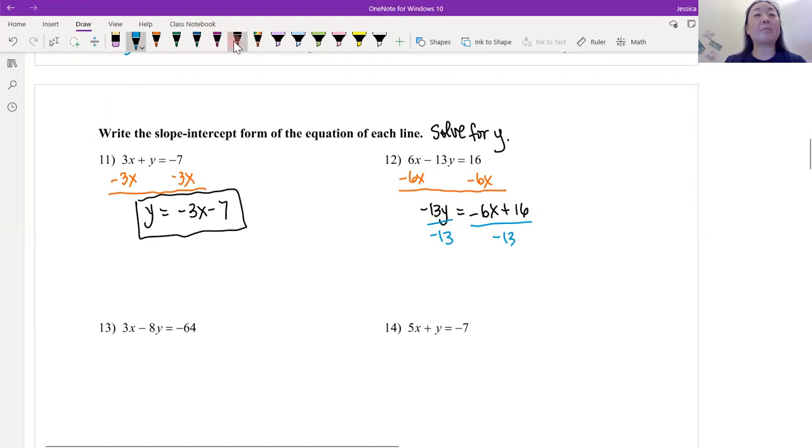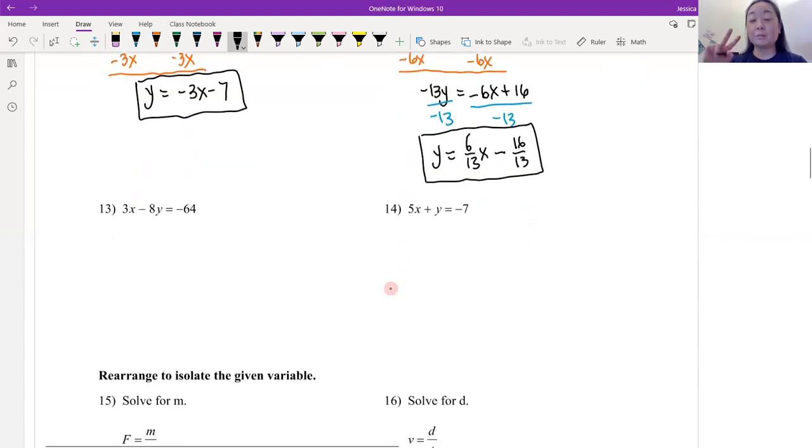And then we're going to write this as y is equal to, remember we're going to divide them into both, the negative 13 into both. So that's going to be 6 over 13, because the negatives cancel out, x, then minus, because positive divided by negative is negative, 16 over 13. I mean 13. Did I say 3? Okay. So again, we're just using those last two steps there.